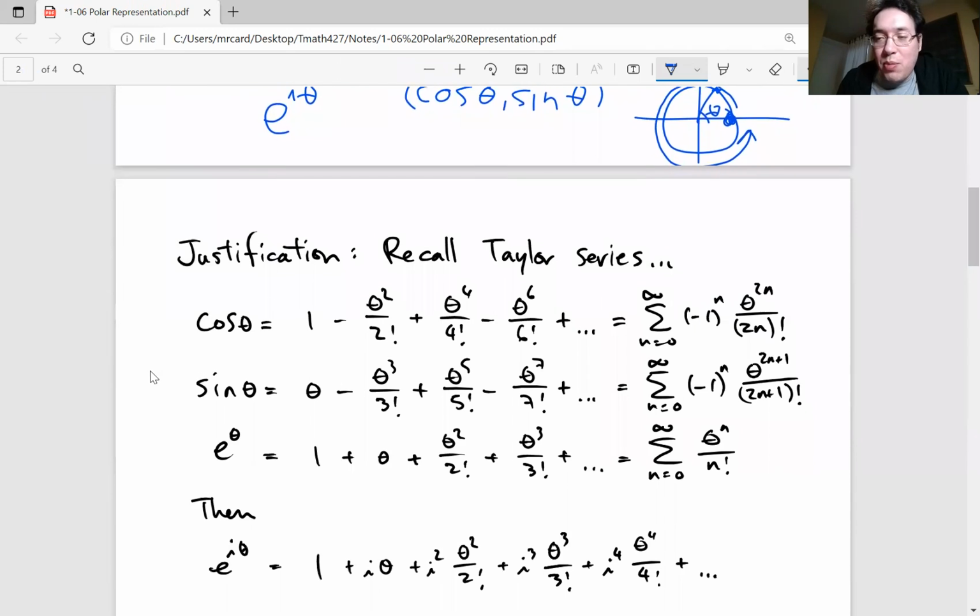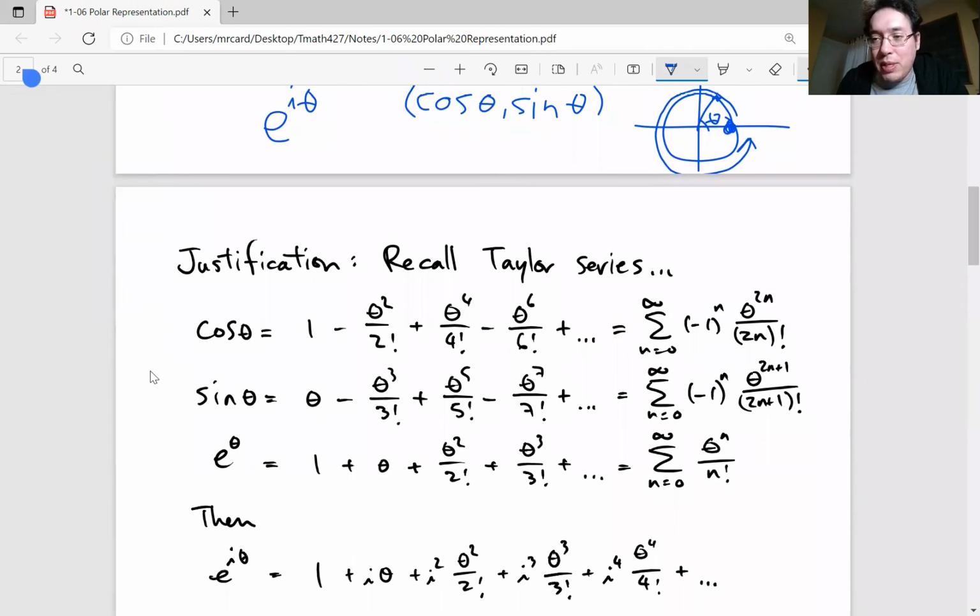The reason this is not a watertight proof yet is because we haven't proved that these Taylor series, or power series, work in the setting of complex numbers. For now, let's take this for granted, but let's see what the Taylor series tells us about the situation.